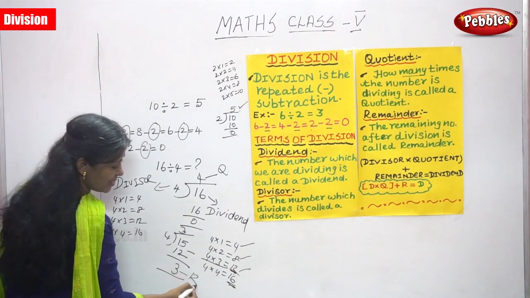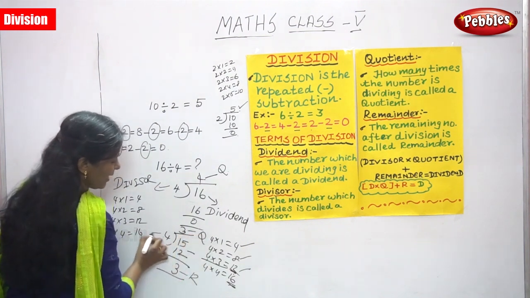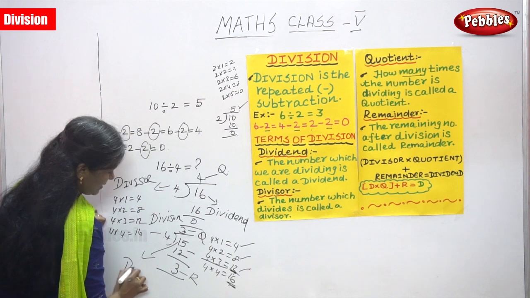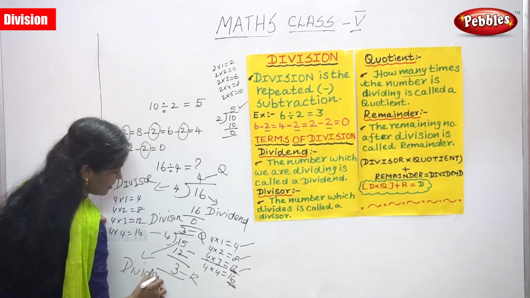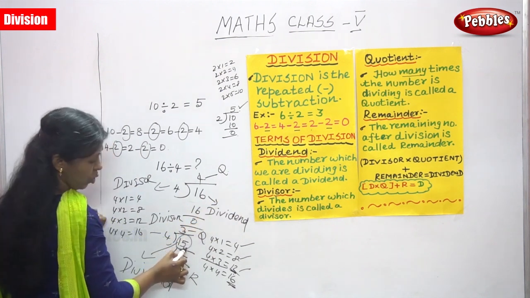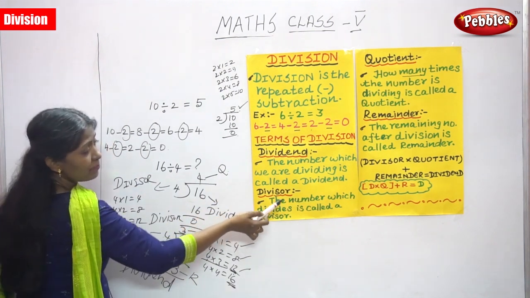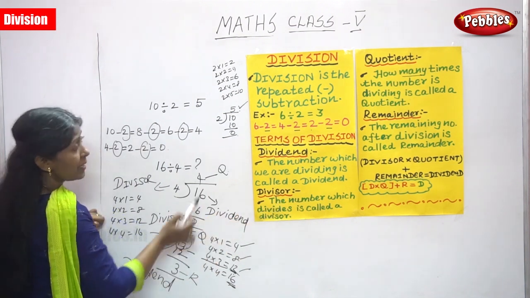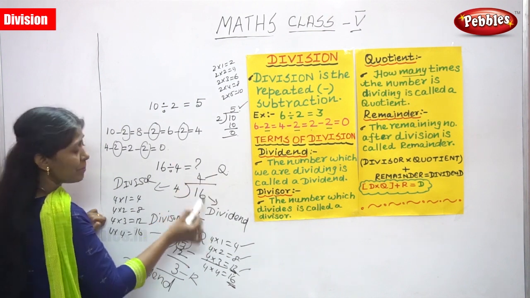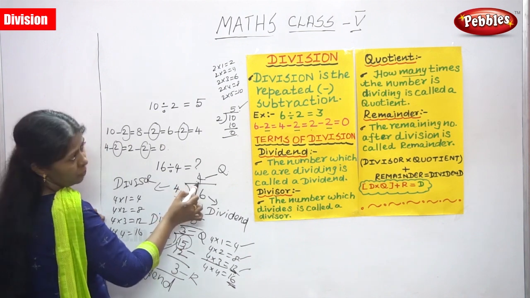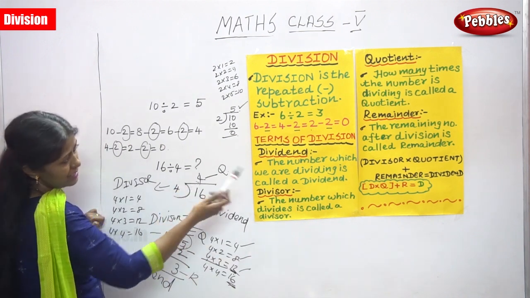So this is the remainder, this is the quotient, this is the divisor, and this is 15, that is called the dividend. The number which we are dividing is called the dividend, and the number which divides is called the divisor. And the quotient is how many times the number is dividing. 3 times in this place. In this place 4 times, that is the quotient, and the last is the remainder.